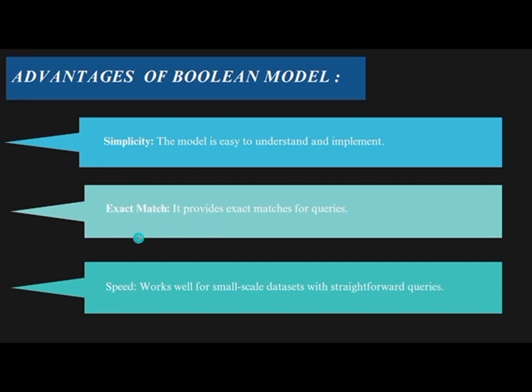The second thing is exact match. The model is designed to provide exact matches for the search queries, meaning it only retrieves the documents that perfectly fit the criteria, which can be useful when precision is required. The third thing is speed. For small-scale data sets and simple, direct queries, the Boolean model works quickly and efficiently, as it does not need to rank or evaluate the relevance of the documents beyond the exact match criteria.